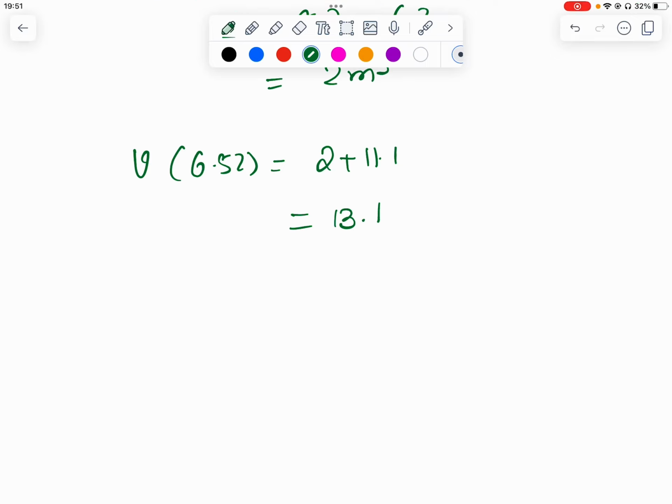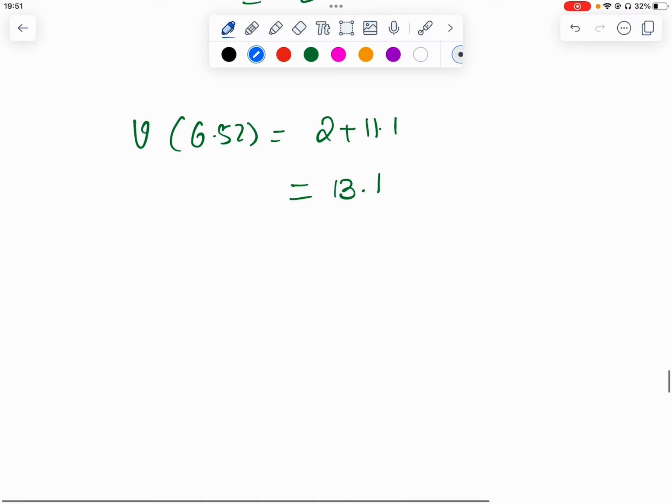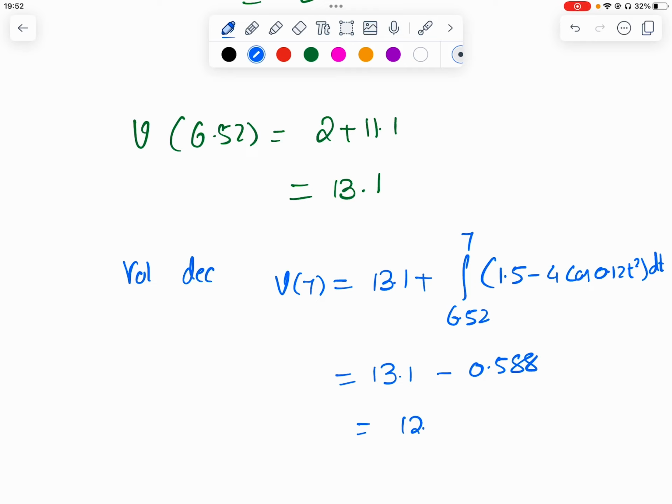So again the volume will be decreasing from 6.52 to 7. So the volume at 7 should be equal to 13.1 plus the integral from 6.52 to 7 of 1.5 minus 4 cos of 0.12 t squared dt. Use the GDC: 13.1 minus 0.588, which is going to be 12.512 meter cube.